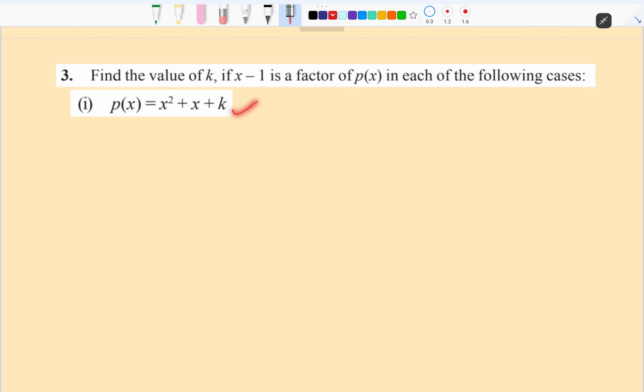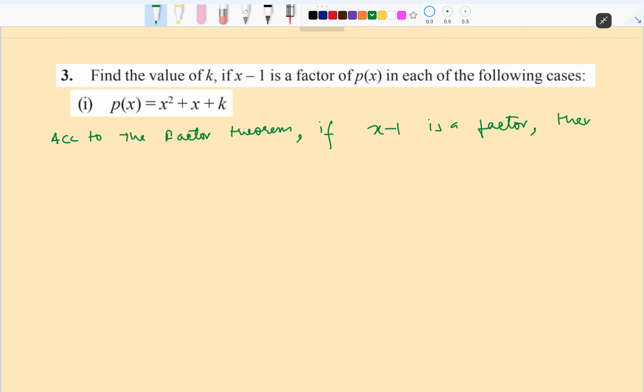Very interesting question. Generally we find these kinds of questions in the paper. What it says is, there is a missing value in my polynomial, and it is stated as k, and it says find the value of this k if x plus 1 is a factor of this polynomial. Now again we have to apply the factor theorem. According to the factor theorem, if x minus 1 is a factor, then p of 1 should be equal to 0.